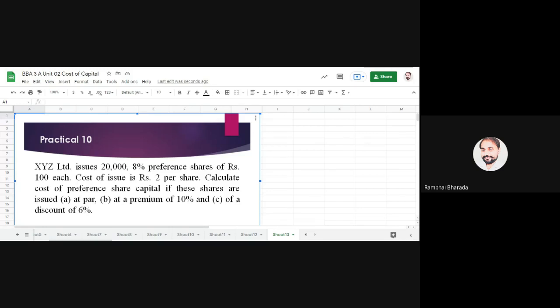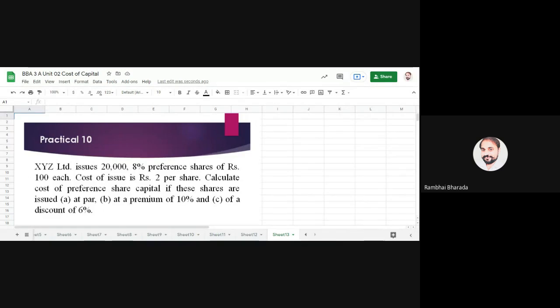Now look at the question. Question number 10. XYZ Limited issues 20,000 8% preferences of rupees 100 each. Now, can you tell me what this 8% means? 8% preference, that means what?